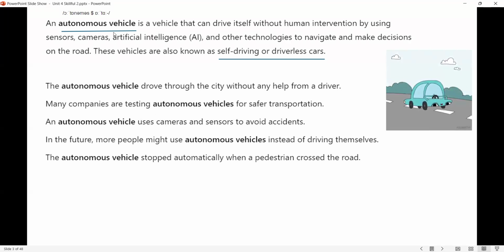Autonomous vehicle. An autonomous vehicle is the same as a self-driving or driverless car. These types of autonomous vehicles do not have a human driver, and they have sensors, cameras, AI, and also other technologies to navigate and make decisions on the road. Let's read one of these examples. The autonomous vehicle drove through the city without any help from a driver. You can read the rest of the examples by yourself.